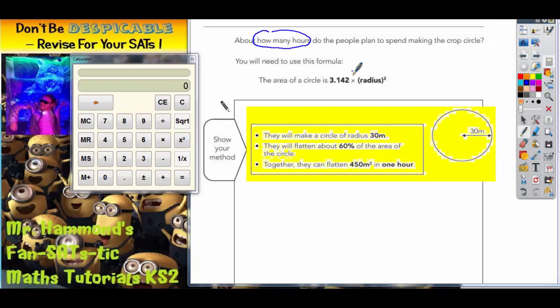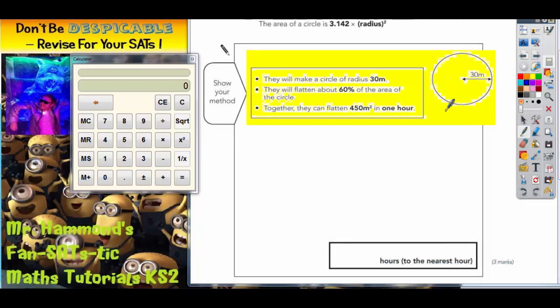You'll need to use this formula. The area of a circle is 3.142 times the radius squared. And we've got a big space to do our working out in. Well, the very fact that it is telling us that we will need to use this formula implies that that's the first thing we should do, because the question is worth 3 marks, and we'll probably just get 1 mark just for using that formula. So let's find the area of the circle first.